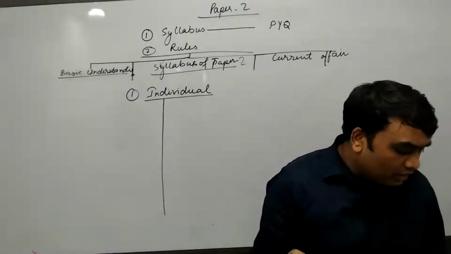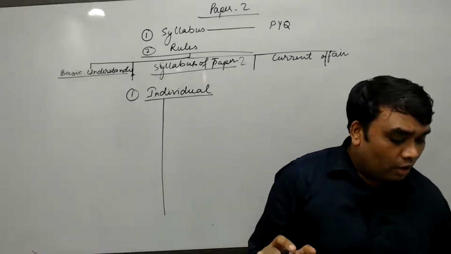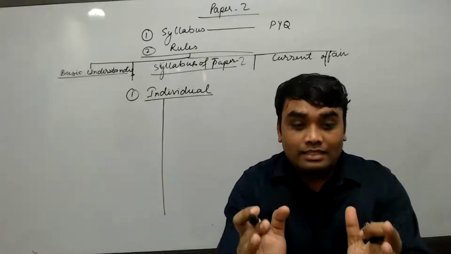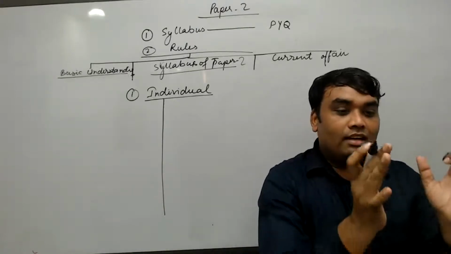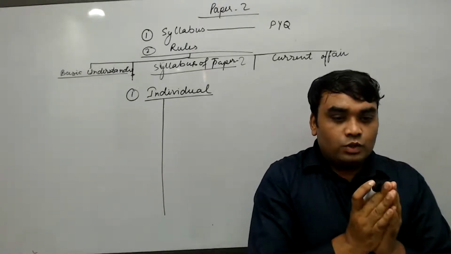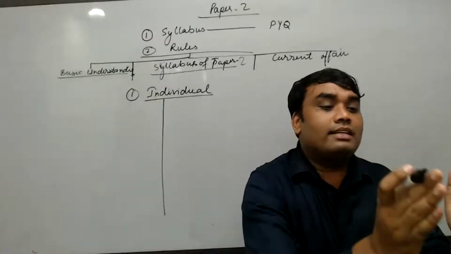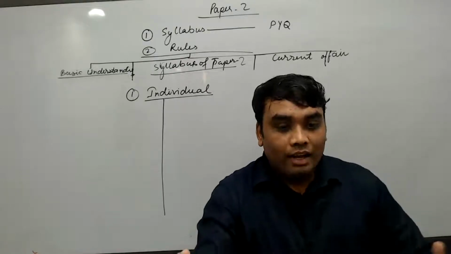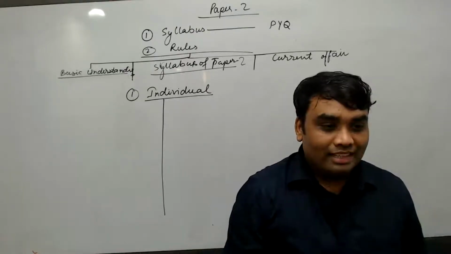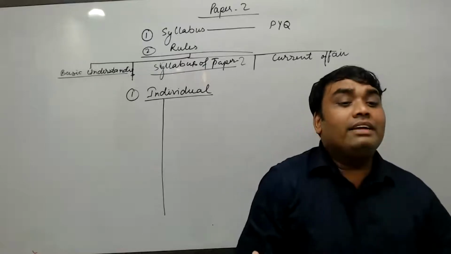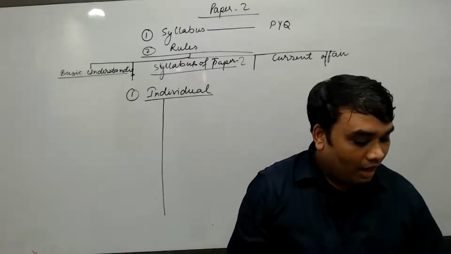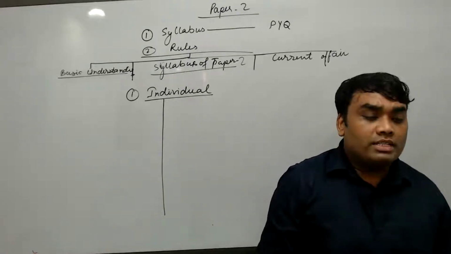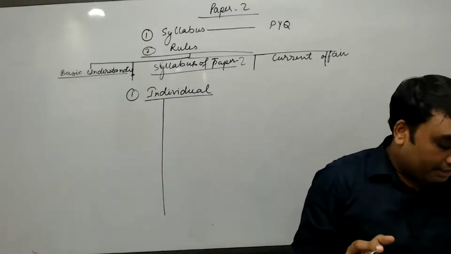Individual difference can be created on the basis of certain parameters. Like in my class, there is Ajay sitting, here is Shashi sitting. So Shashi is different from Ajay. On what factor is Shashi different from Ajay? Even I am also different from you. So how is each individual different? There are certain parameters on which we are different.